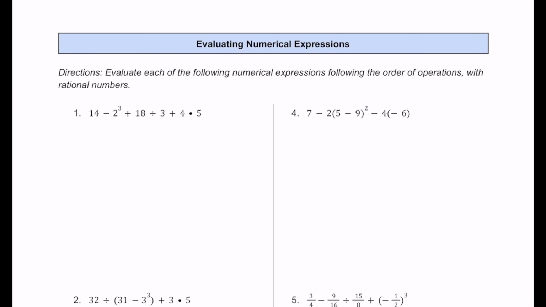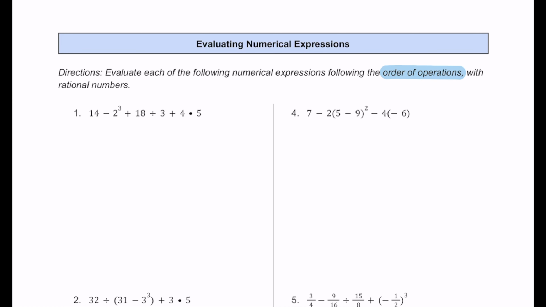Let's practice evaluating numerical expressions together, and to do so, let's make sure we also follow the order of operations. For number 1, we have this numerical expression where we have 14 minus 2 to the third power plus 18 divided by 3 plus 4 times 5.